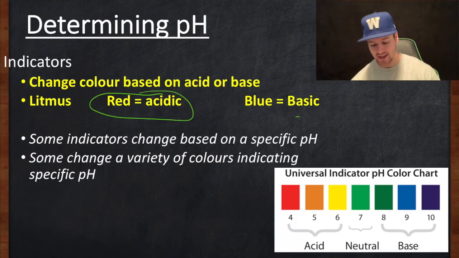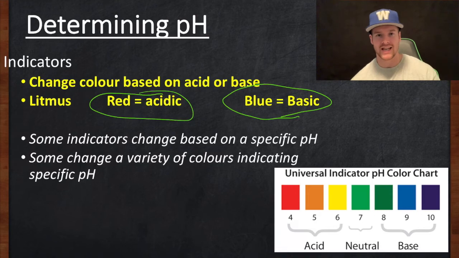And then if you put red litmus paper into a base, it will turn blue, and blue litmus paper will stay blue. So you have a red and a blue piece of paper and you test that in all of the solutions if you were doing a lab to see which would be acidic and basic. Some have a specific pH, so if you get really fancy indicators, you can take that piece of paper, dip it into a solution, and it'll turn a specific color, which is matched to the pH as well.